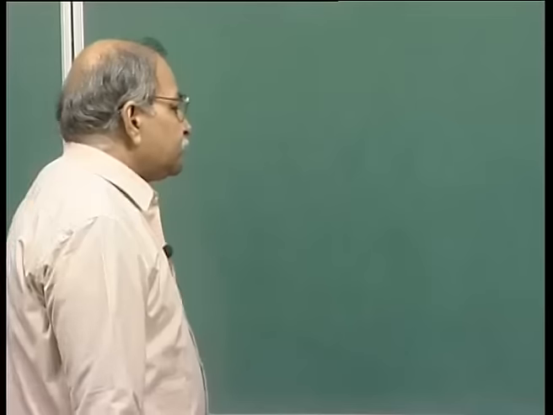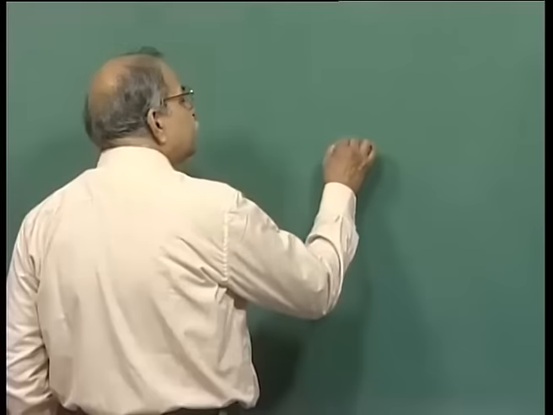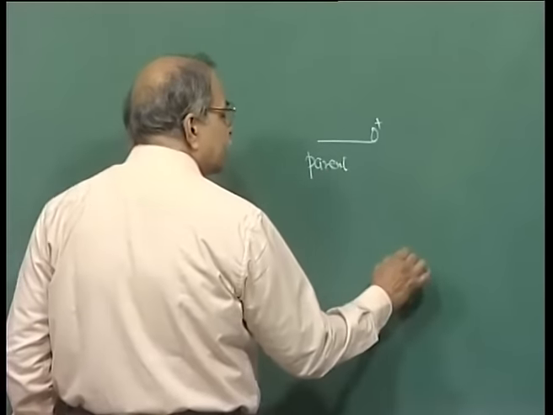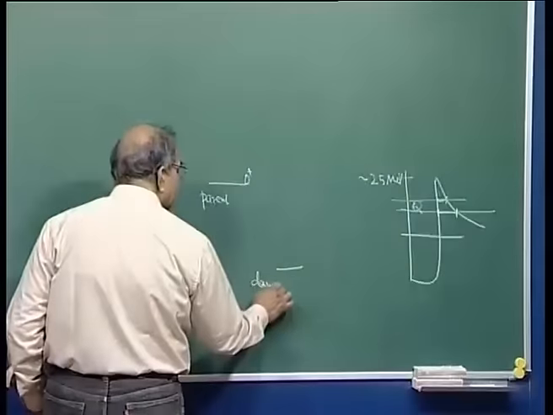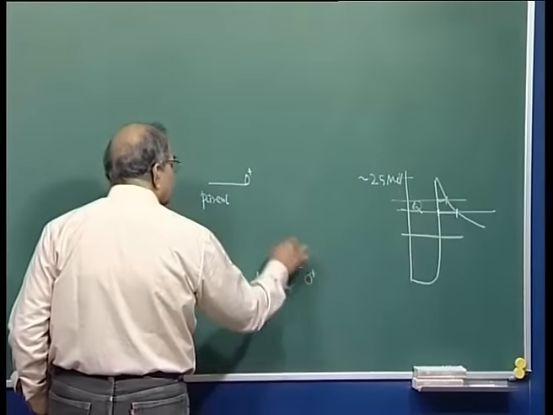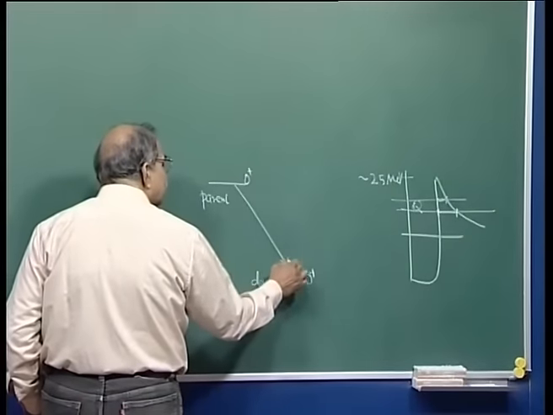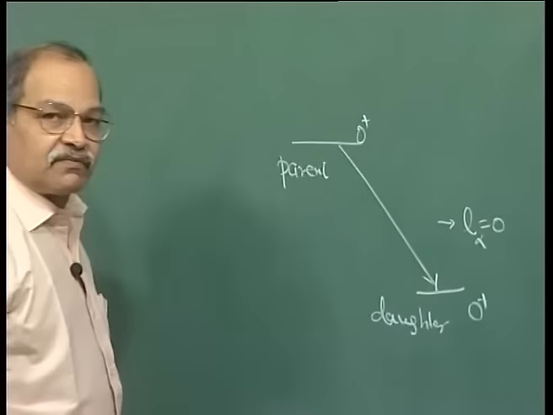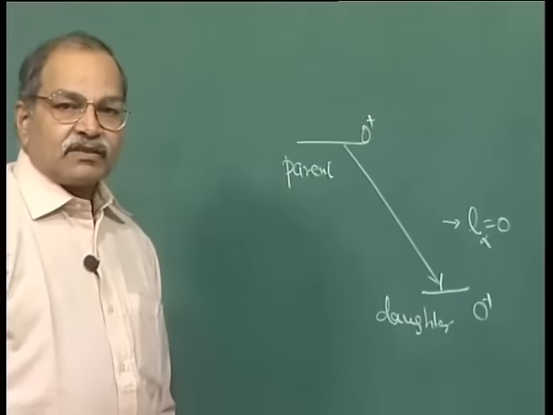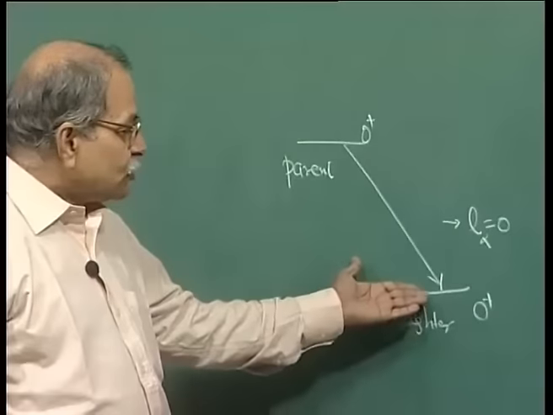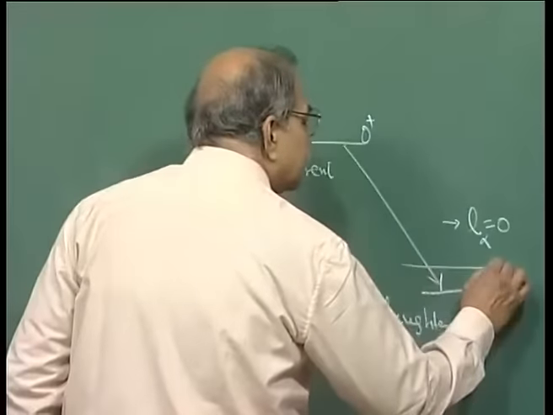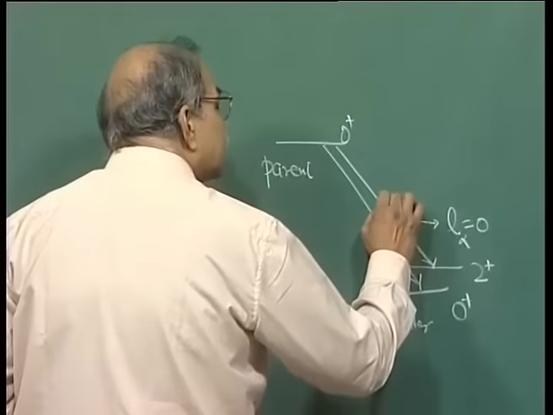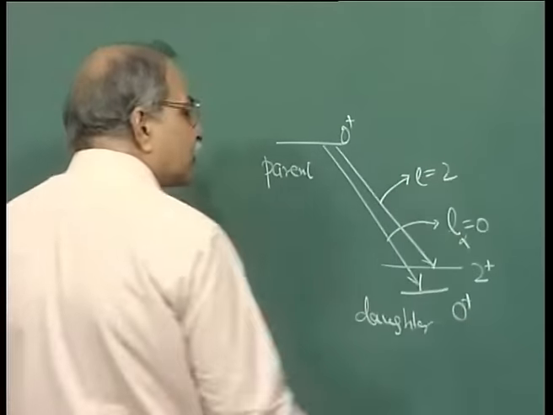We also saw that for even nuclei, the ground state of the parent is 0 plus, and the ground state of the daughter is also 0 plus. So, when the alpha decay takes place from ground state to ground state, the angular momentum of that alpha particle is L equal to 0. But if it decays to higher states, then you have L which is more than this; decay to the 2 plus state will correspond to L equal to 2, and so on.